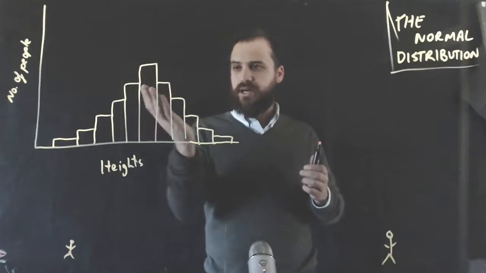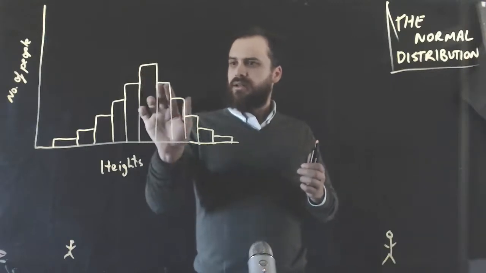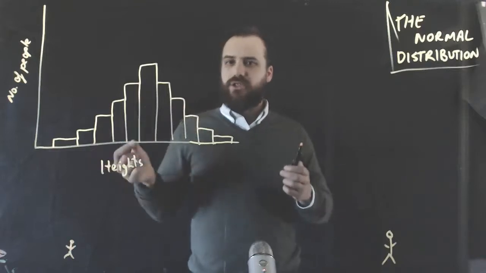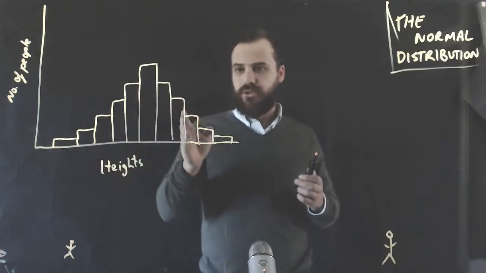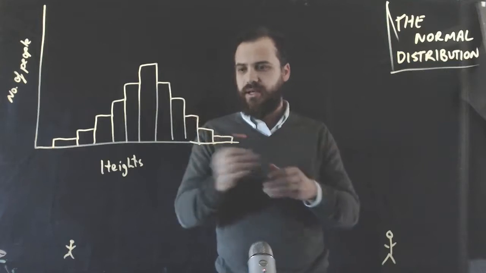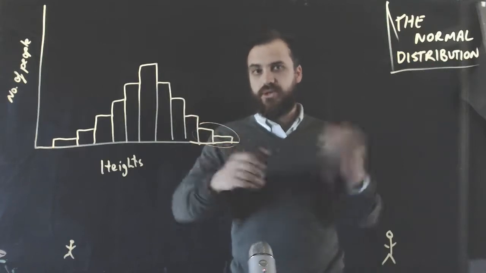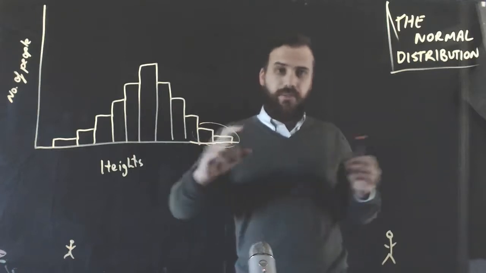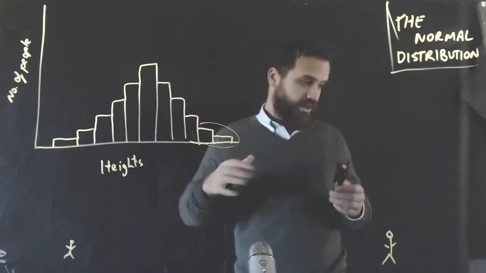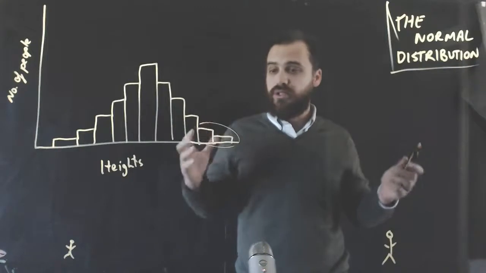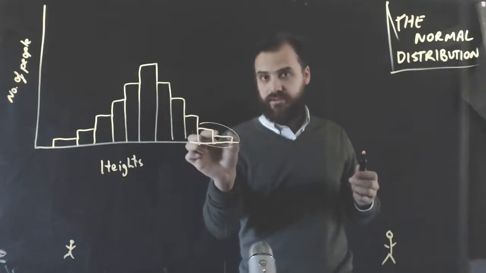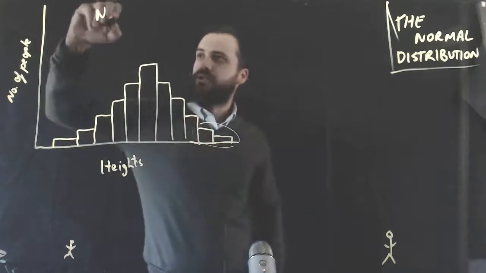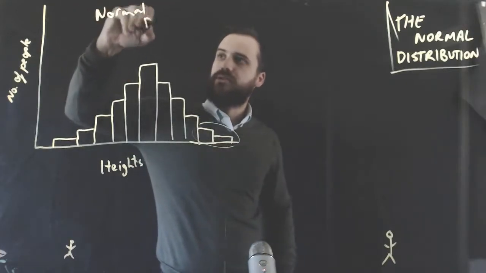Now, we start going the other way. Slightly less people are slightly taller than the average. Slightly less people are taller than that, slightly less people are taller than that, and by the time you get to here, we're talking about your basketball team. We're talking about really tall people, but there's only a few people at your school or in the world at large that are here. Now, this is called the normal distribution.